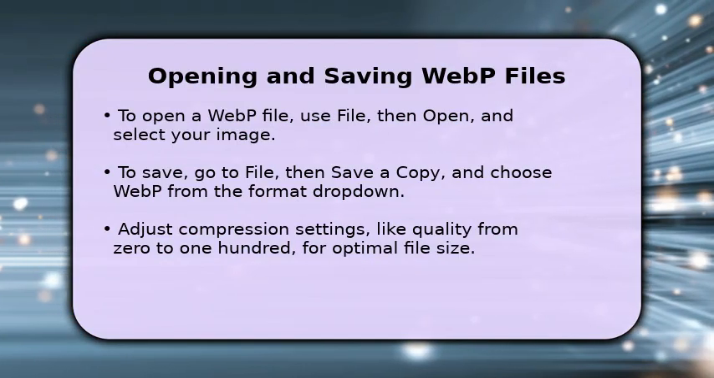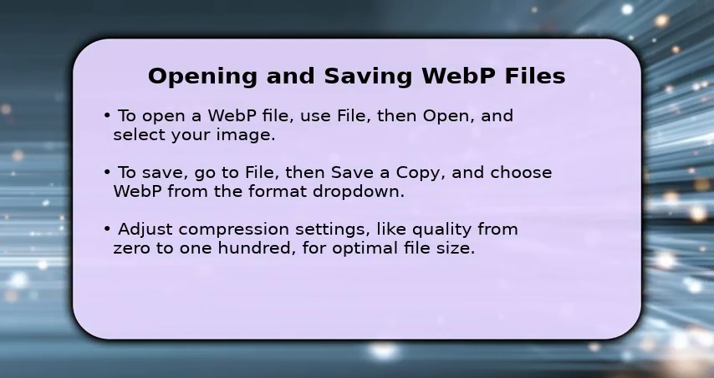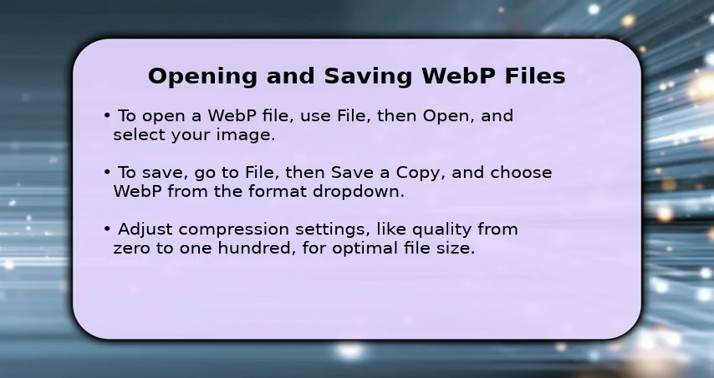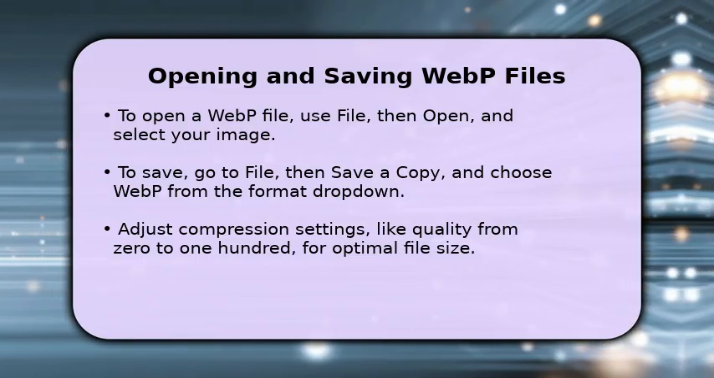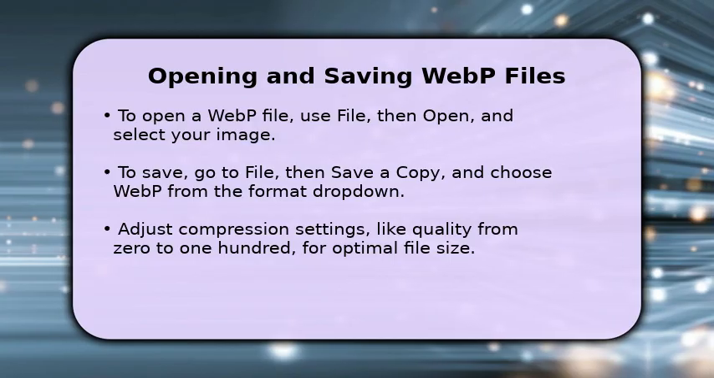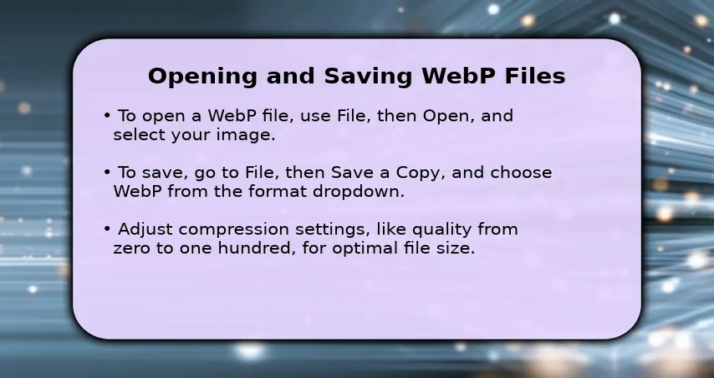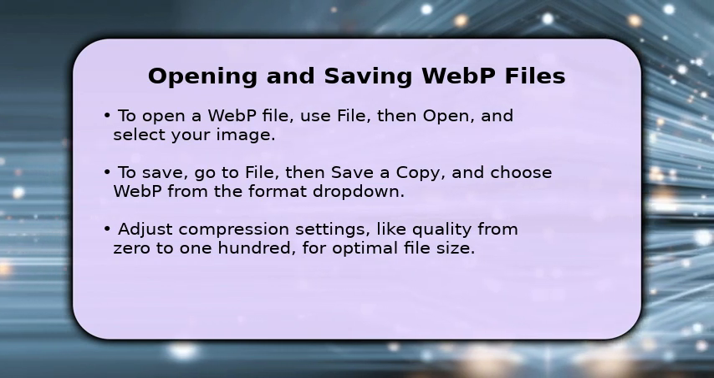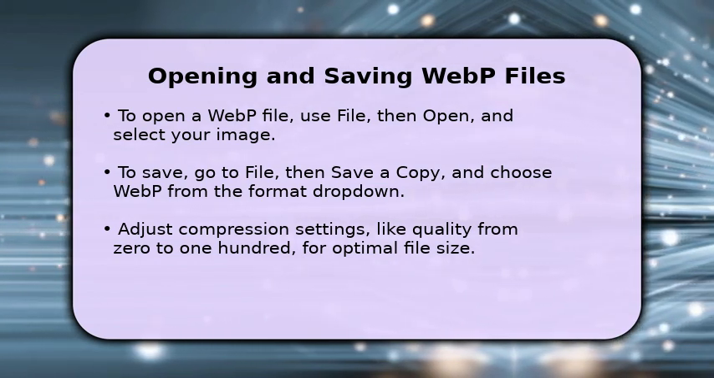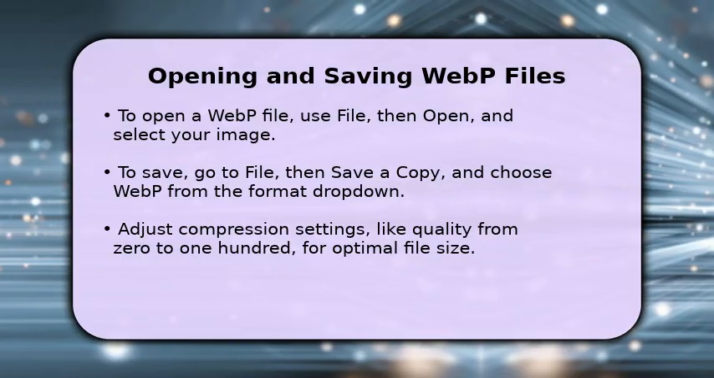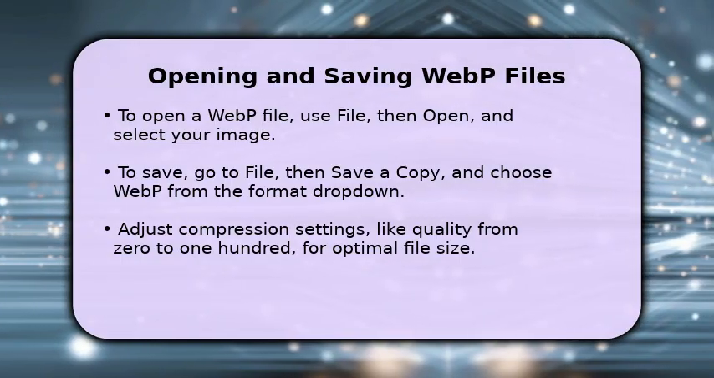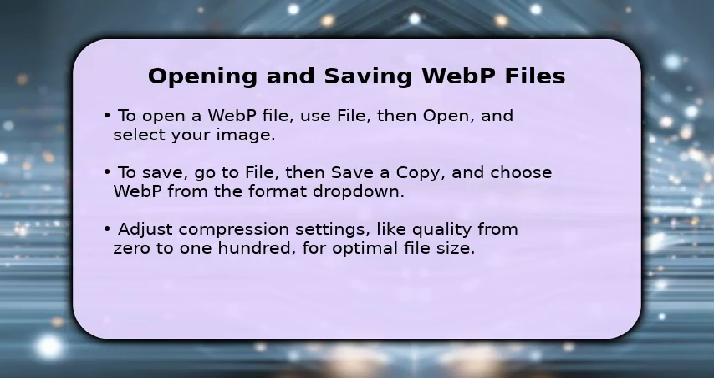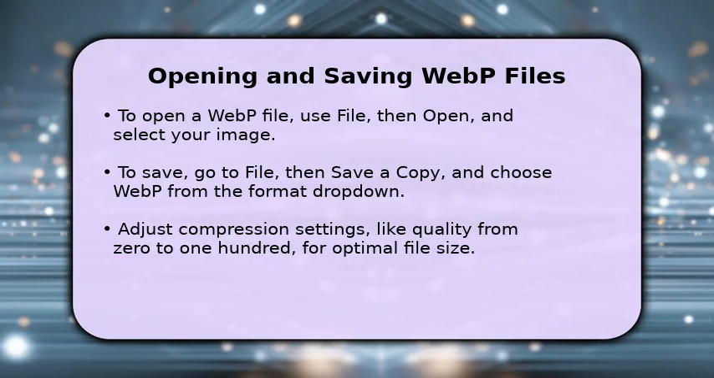Once WebP support is enabled, opening a file is straightforward. Just go to File, then Open, and select your WebP image. To save your work as a WebP, navigate to File, then Save a Copy, and choose WebP from the format options. You'll then see settings to adjust the compression quality, typically from 0 to 100, allowing you to balance file size and visual fidelity. You can also choose between lossless or lossy compression.